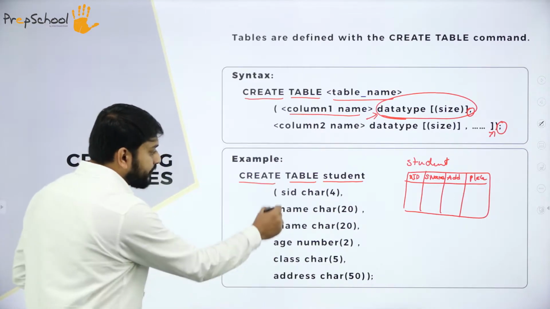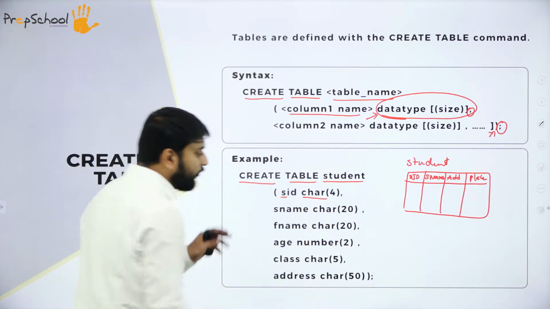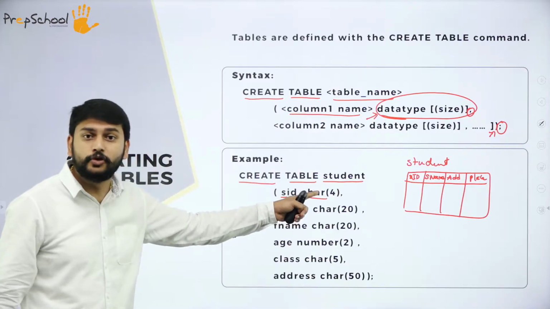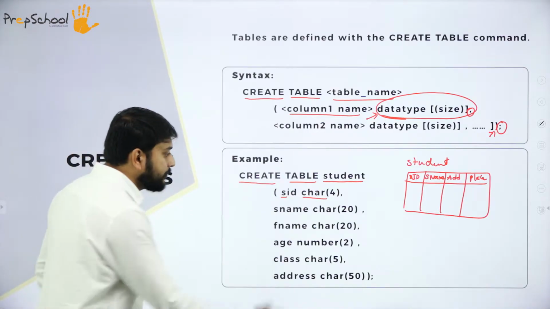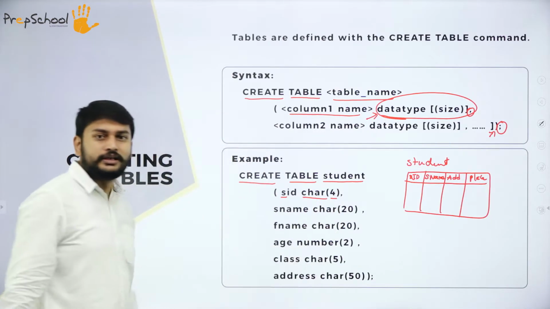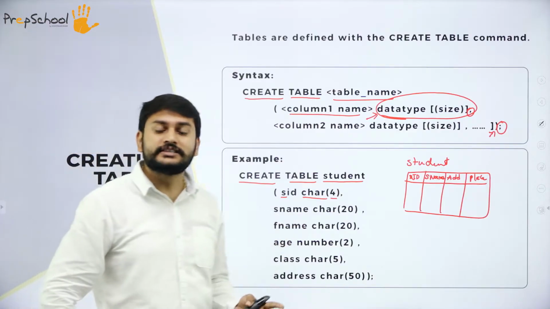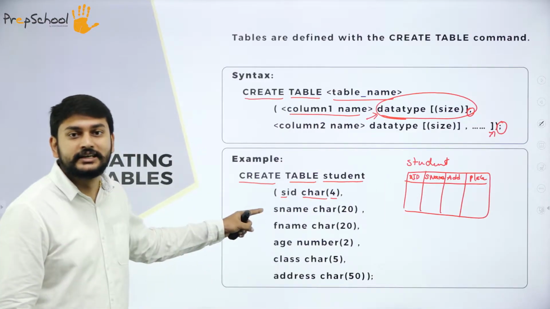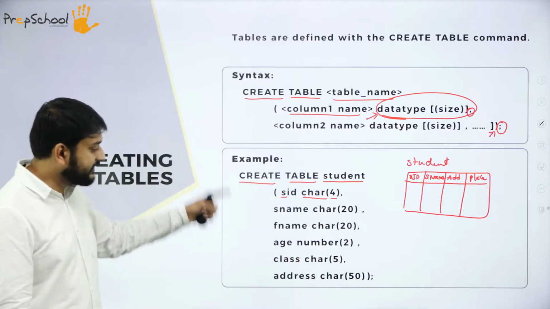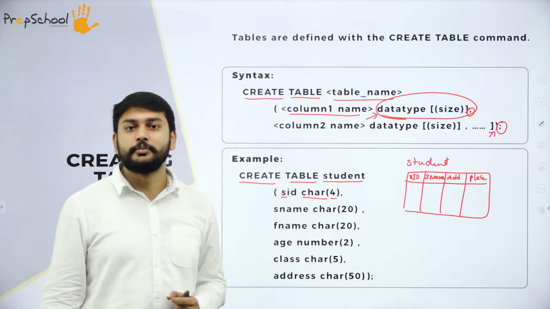So what is this? Yes, ID, CHAR 4. This is what I will call the data type, and 4 is the size that I'm trying to allocate for this. That's what you have to remember. And this is how I create any table.